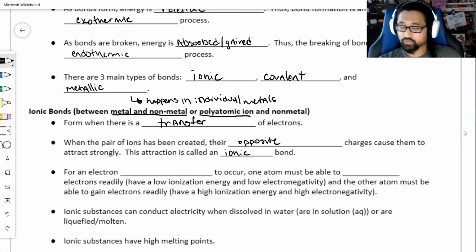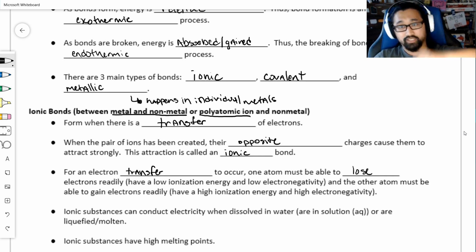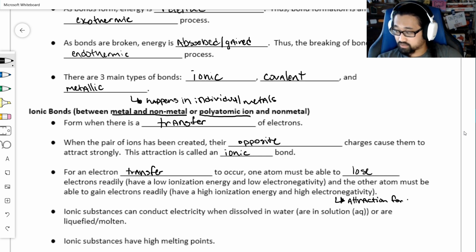If you actually want an electron transfer to occur, then what you need is one atom that's able to lose electrons readily. They have low ionization energy. They have low electronegativity. Ionization energy is literally how much energy it takes to rip an electron away from this thing. So if it's a low amount, it's very easy to lose it. Additionally, hopefully you remember, electronegativity is the attraction for electrons. So if that is low, then it really doesn't care about losing that electron.